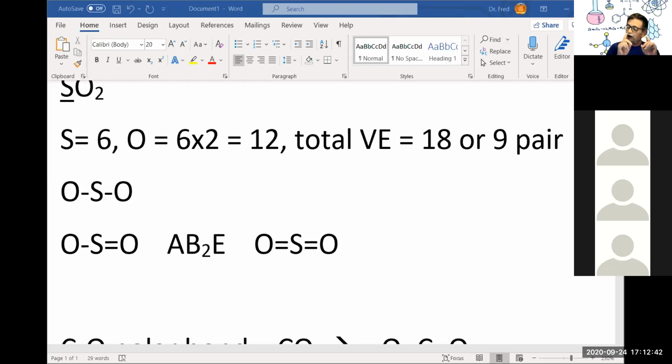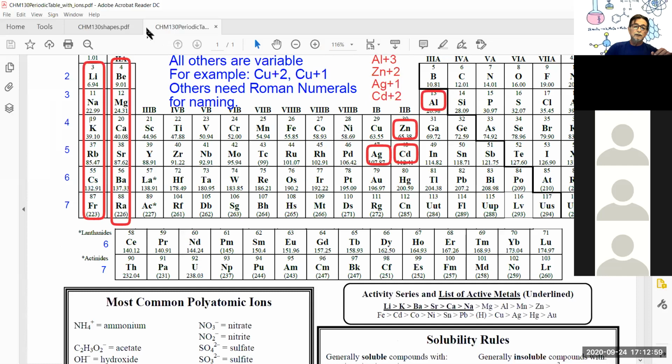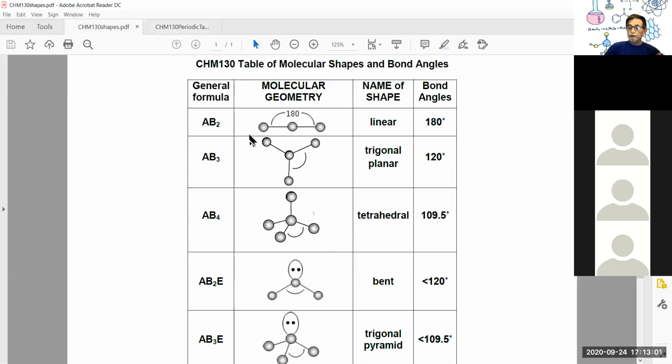No, but think about the structure we found that SO2 had compared to the structure of carbon dioxide. Carbon dioxide was linear. Let's go back to the shapes table. Carbon dioxide has the first structure, AB2, linear. What did we determine with respect to SO2? It was AB2E. Remember, it had a lone pair on the center?